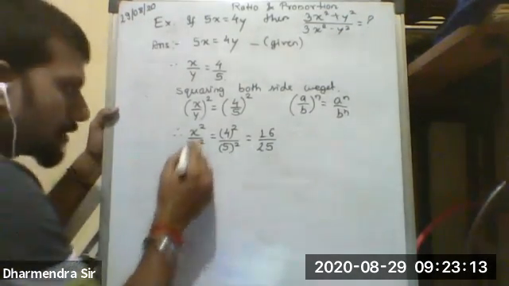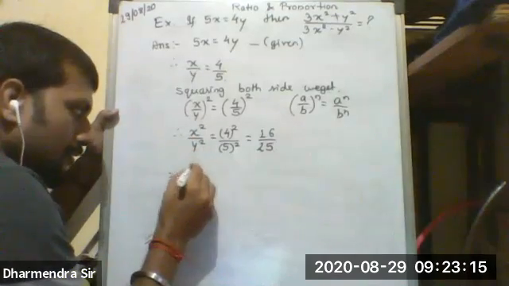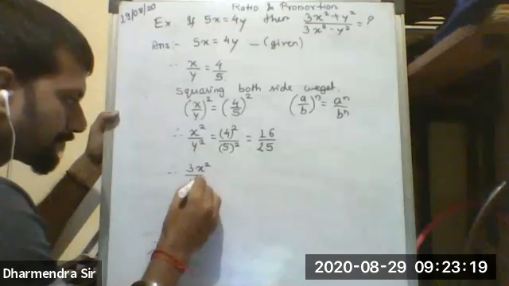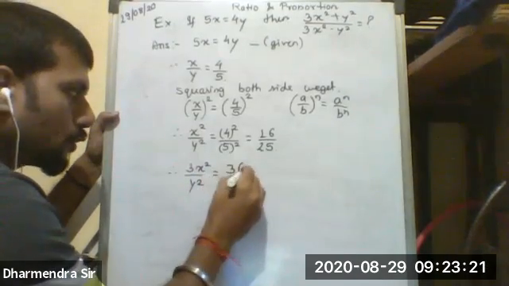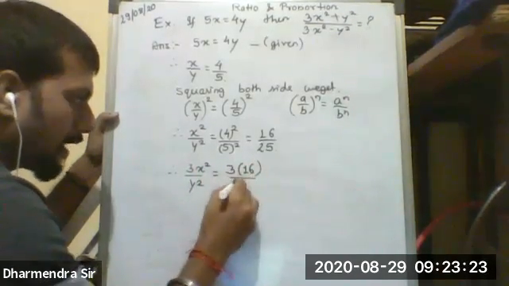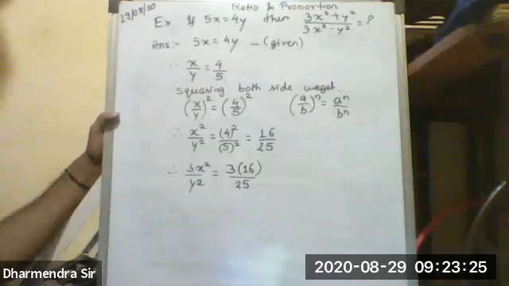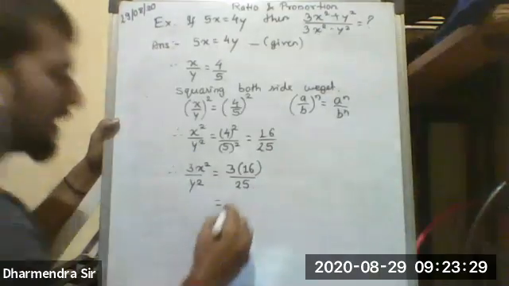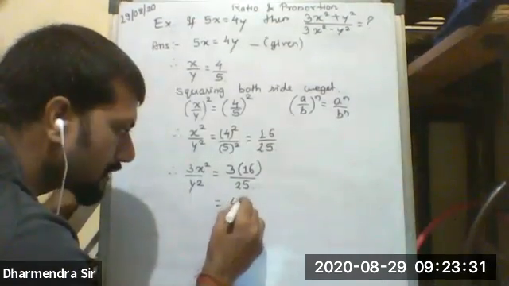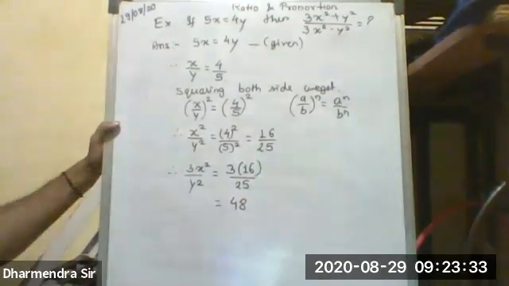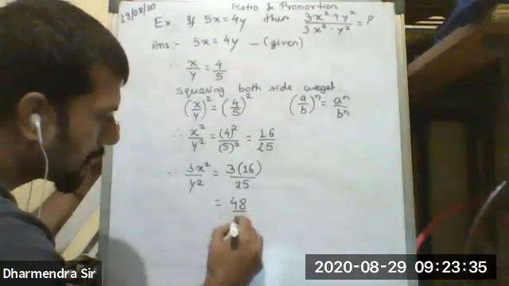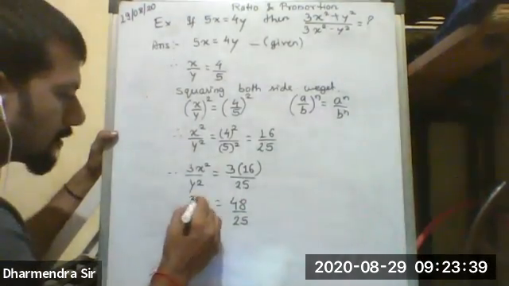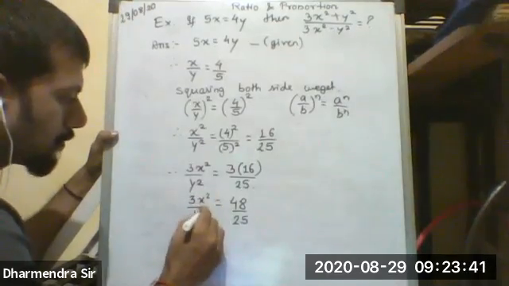So first we will take 3 on both sides of the numerator, 3 into 16 by 25. So this is 3 into 16. As you know the table of 16, it is 48 divided by 25. So I got the value of 3 x square upon y square.